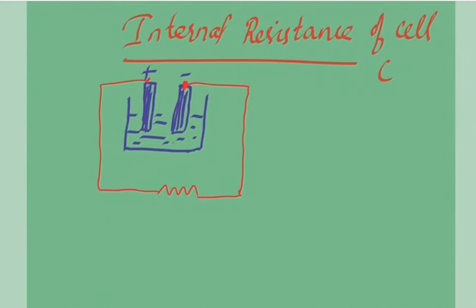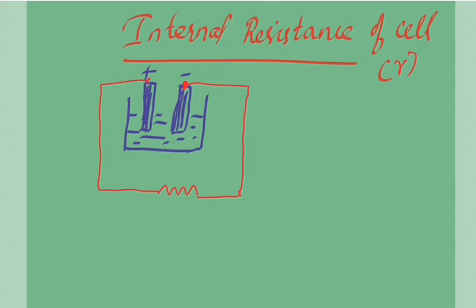Next we'll see what is internal resistance of the cell. Internal resistance of the cell is represented using small letter r. So it is something related to resistance of the cell, isn't it? Internal resistance is some resistance inside the cell. We'll see what is that.